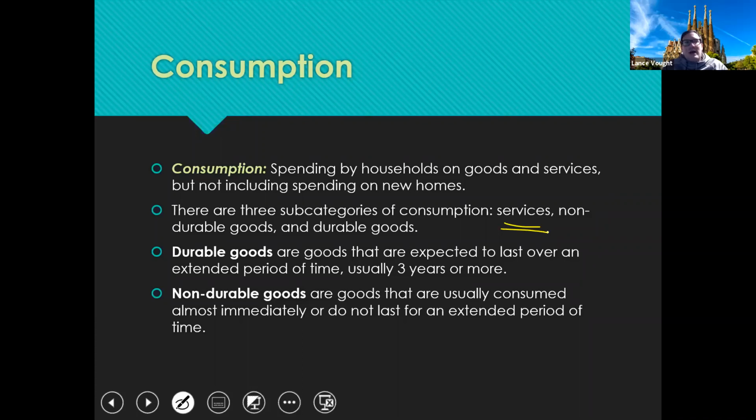Our economy is mainly based on services these days. And so the highest value of these three subcategories is going to be services. I think it's actually somewhere between 1/2 and 2/3 of all spending by households on goods and services is in services. Durable goods and non-durable goods, really the difference is how long it will last. A durable good is a good that is expected to last over an extended period of time. Usually that cutoff line is somewhere between 2 and 3 years.